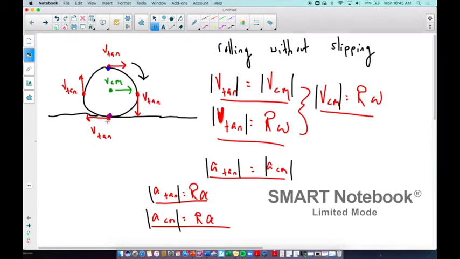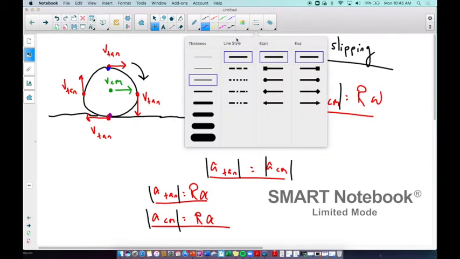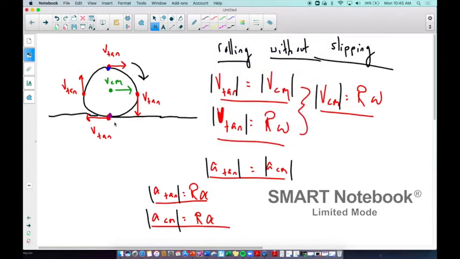This is something else that you guys have got to remember that is only true for rolling without slipping: the instantaneous velocity of this point on the bottom, where the wheel meets the surface, is 0. The overall instantaneous velocity of that point right there is 0.